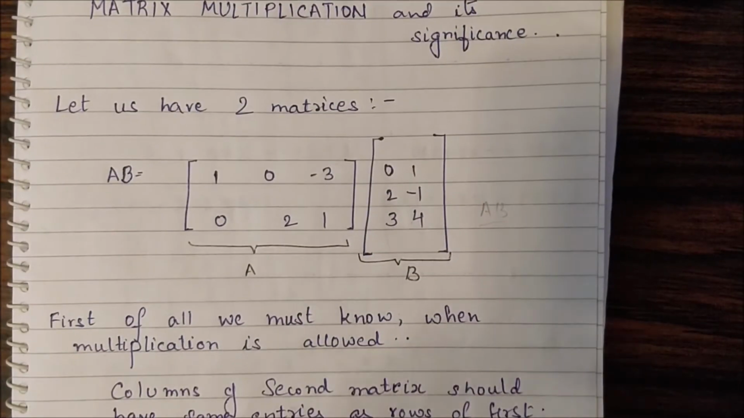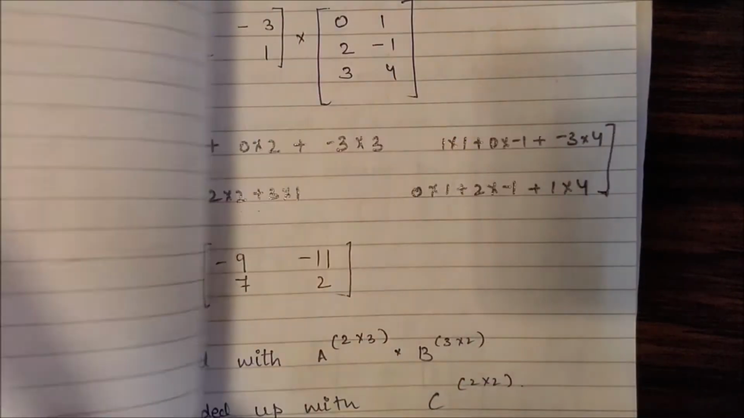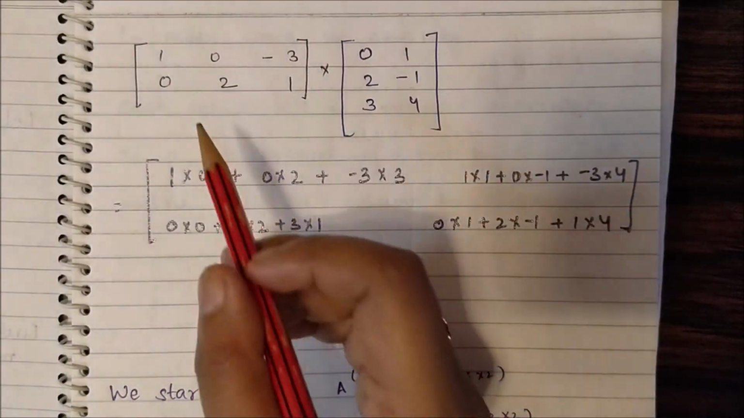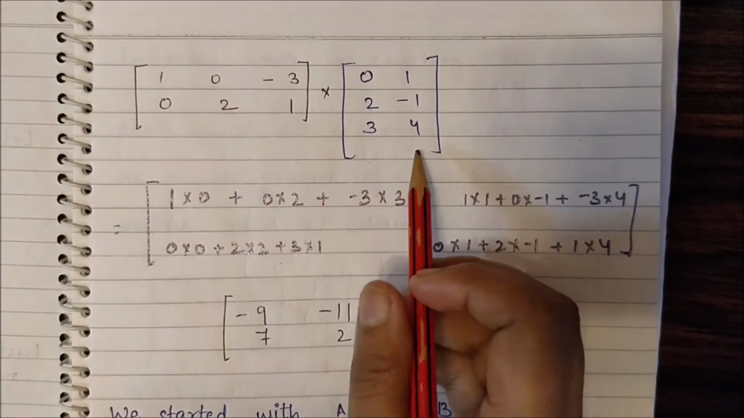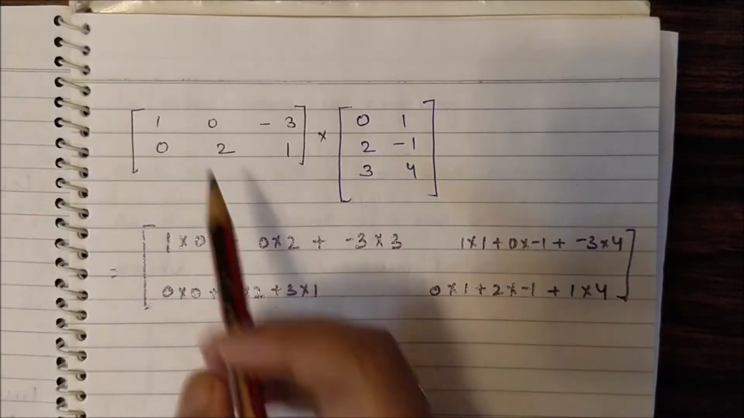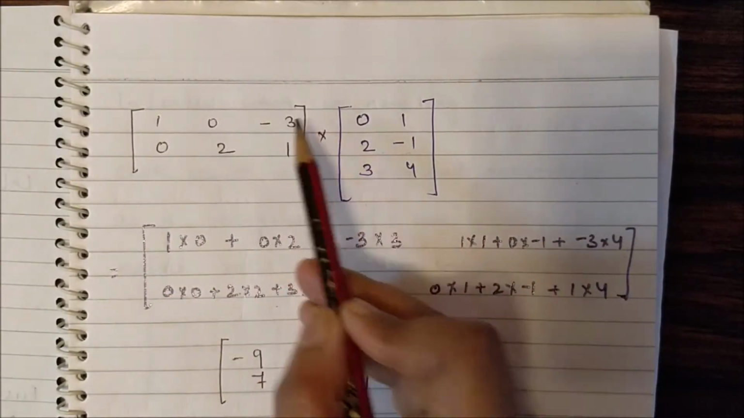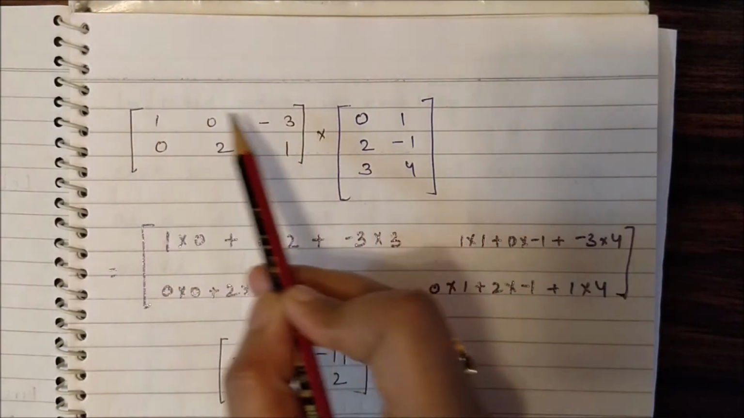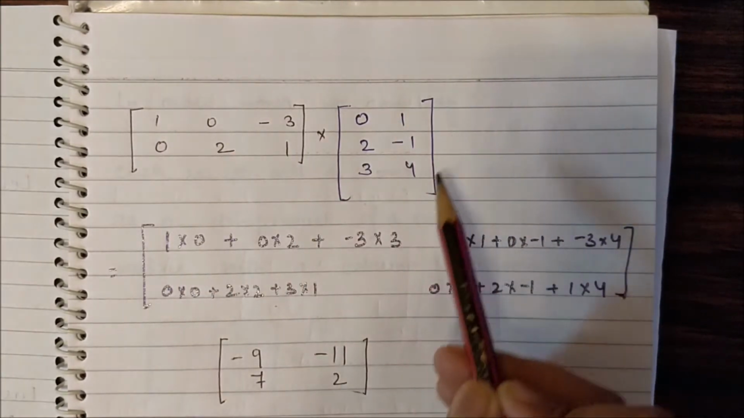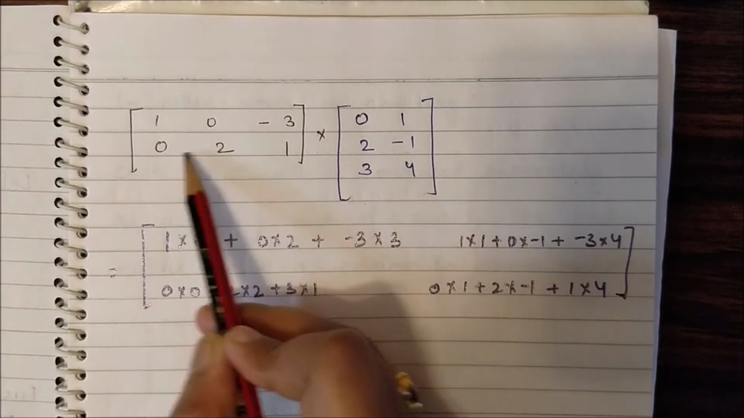Now let's start the multiplication. See, these were the two matrices that we are having. As per the rules, how we multiply is this way. This particular row will be multiplied by this particular column. Second, again this particular row will be multiplied by this column. Similarly with the second one.